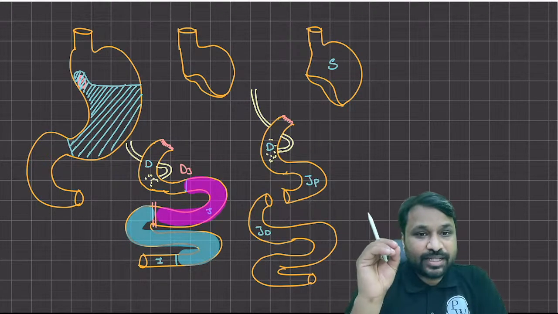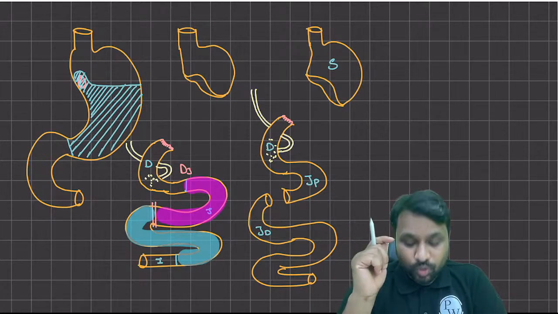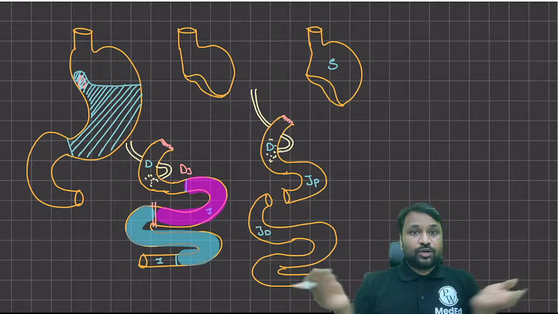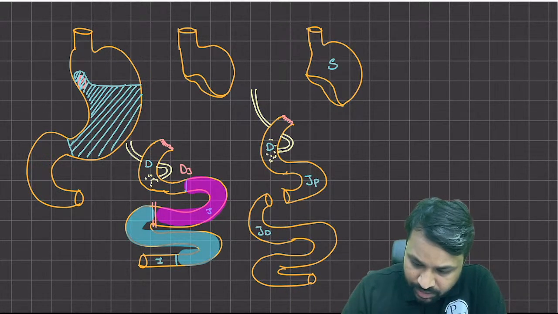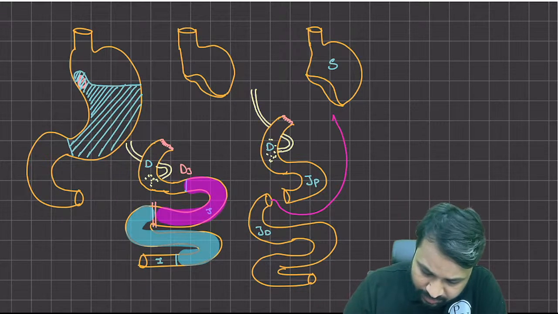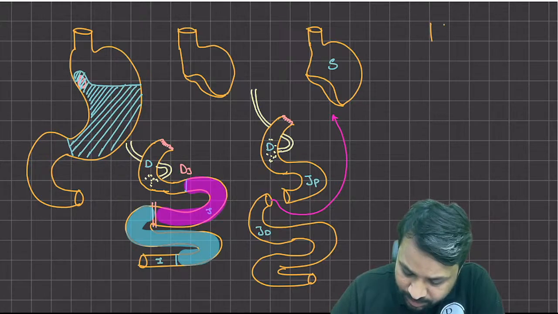If I take the proximal end of the jejunum and try to put it to the stomach, how will the food go? The food will come from the proximal end and it is now not going to go anywhere. It's going to the duodenum, right? So logically, it is going to be quite simple that I'm now going to take the distal end of the jejunum and I will make an anastomosis. Okay? So you will take the stomach end which is present here.